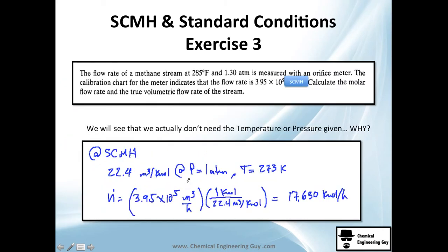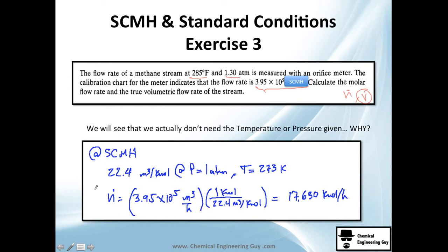Now, third exercise. The flow rate of a methane stream, they give you temperature and pressure, and so on. They tell you that the flow rate is this amount, 3.95 times 10 to the 5th power standard cubic meters per hour. They tell you to calculate the molar flow rate and the true volumetric flow. Okay, because this is a standard, this is actually not the real flow. We want the real flow, and we're going to see it later. But let's go first for the mass flow.